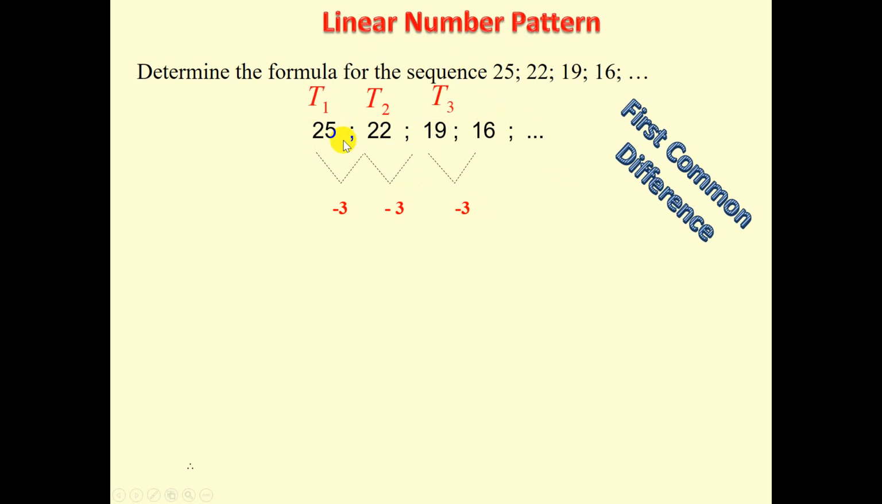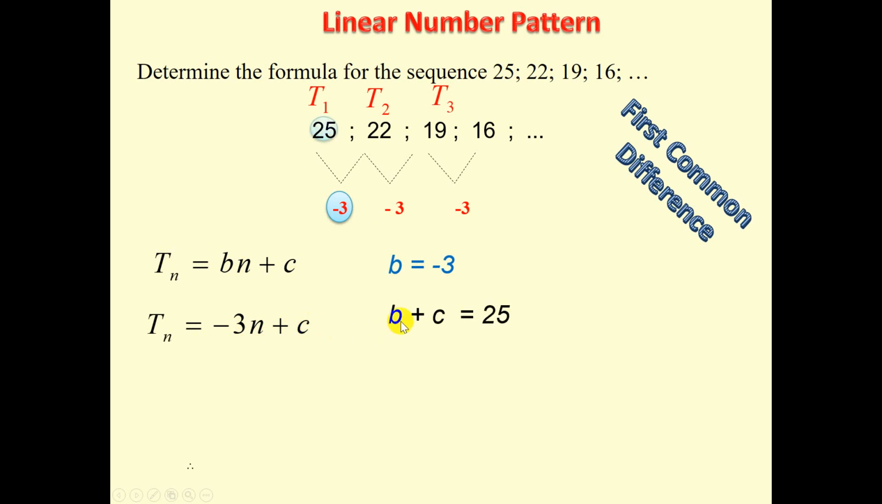So, what is the general formula for a linear number pattern? It is Tn is equal to Bn plus C. From the previous slide, remember that the value of B is represented by the common difference. So B is negative 3. We're going to substitute that in. We're going to get Tn is equal to minus 3n plus C. We now need to find C. So we have two ways.